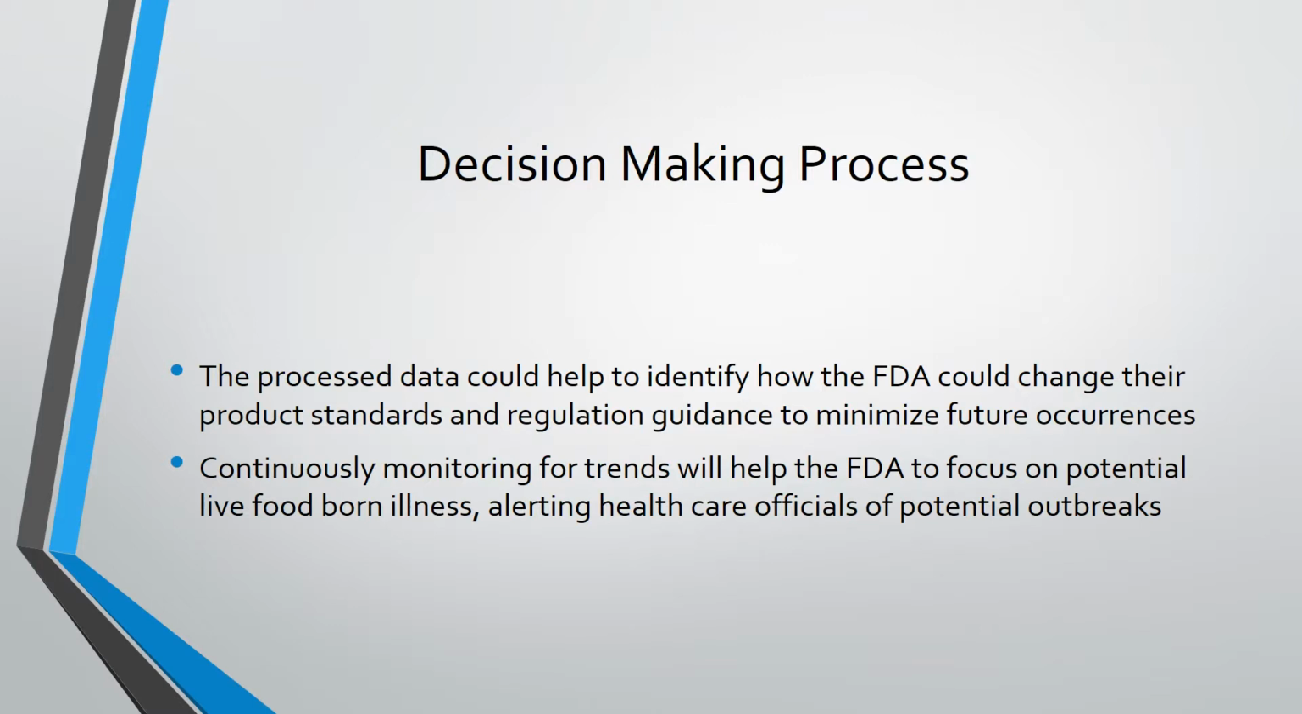Visualization products at this point can be passed to the decision makers so that they have more data to make better decisions. Overall, the dataset and the results that were produced can help the FDA identify how they can change their product standards and regulation guidance to minimize future occurrences. In addition, continuously monitoring for trends will help the FDA focus on potential live foodborne illnesses where they can alert health officials of potential outbreaks.